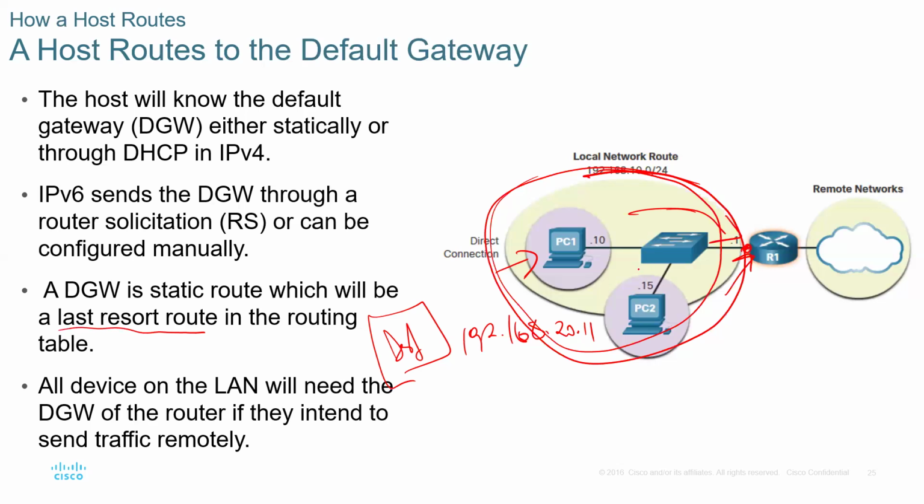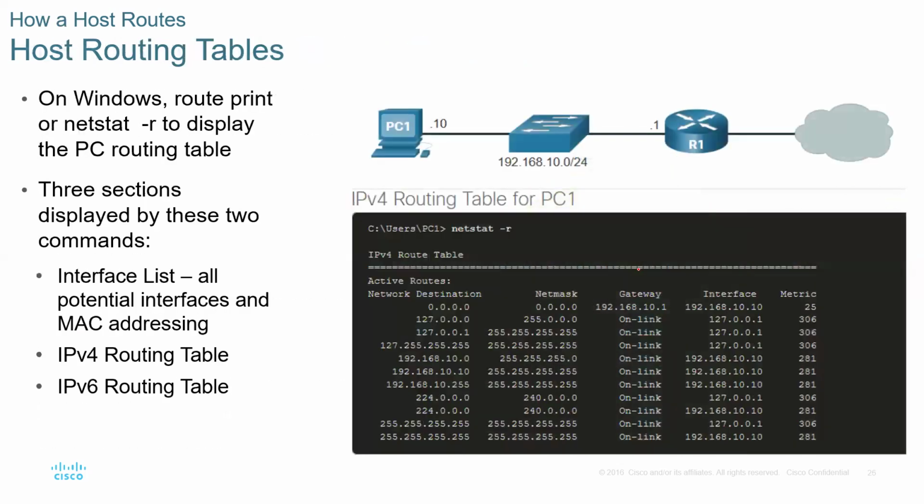I think it's sort of the same statement as before: to get out of the network, use the last resort route. Okay, all devices on the LAN will need the default gateway of the router if they intend to send traffic remotely. Okay, right, host routing tables.